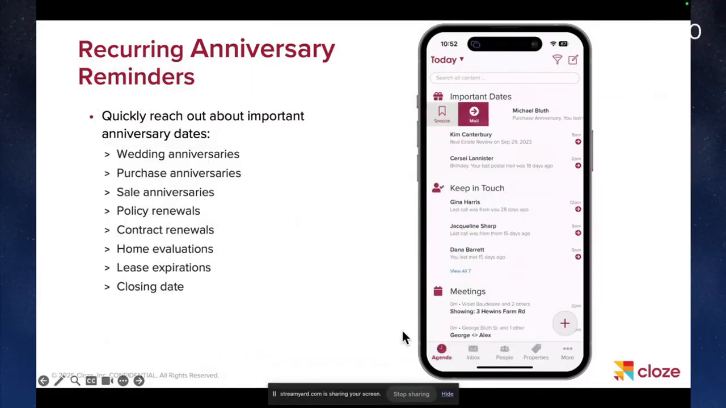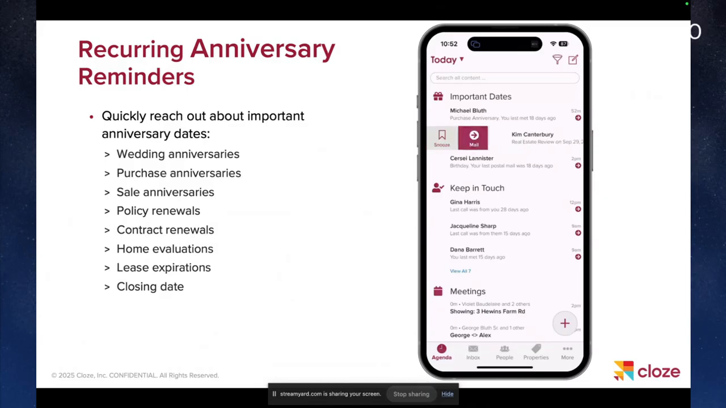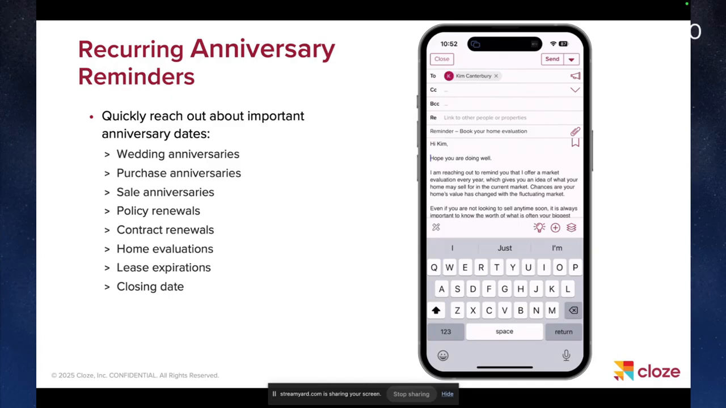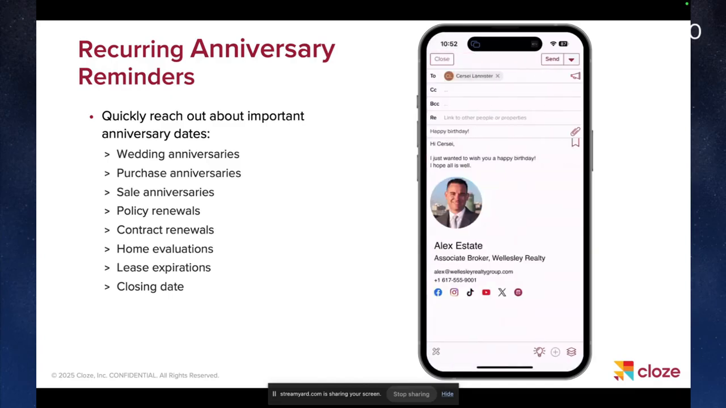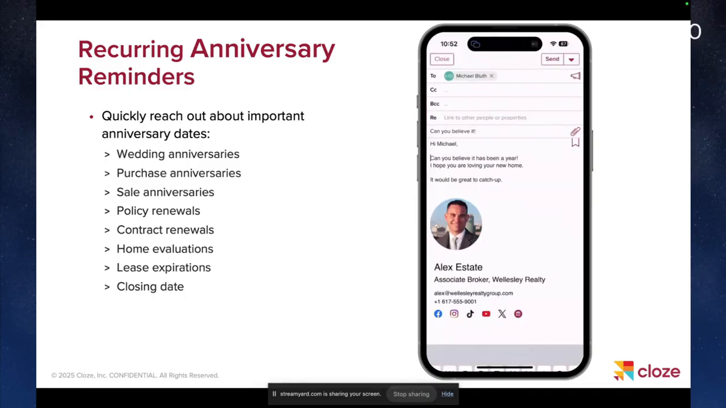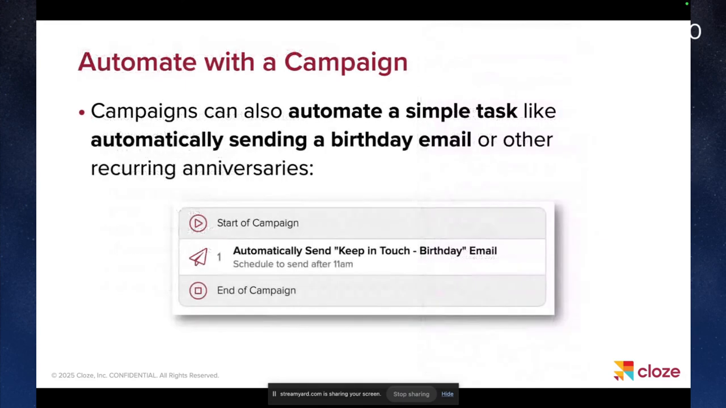Recurring anniversaries are just that. They happen every single year. And so we've got some core ones in there: wedding anniversary, purchase anniversary, sale anniversary, birthday, but you can add others too in settings. I'm not going to dive into how to customize it, but if you want to add another type of recurring anniversary date, it's easy to add, and our support team can help you. We also have lots of documentation on how to add it.